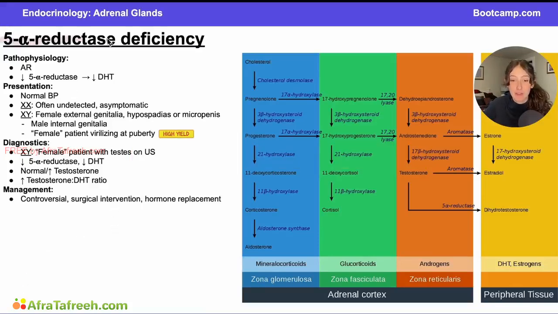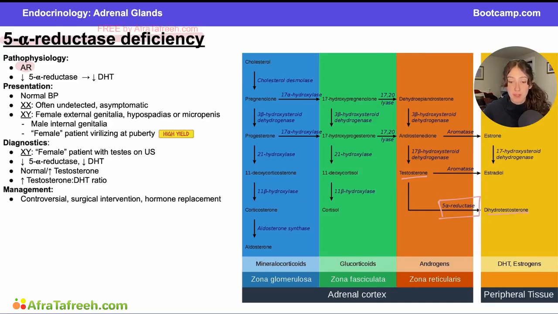In this section, we'll be covering 5 alpha reductase deficiency. 5 alpha reductase deficiency is autosomal recessive, and if you remember back to our pathway, 5 alpha reductase is an enzyme that works right over here to convert testosterone into dihydrotestosterone, DHT being that more potent form of testosterone that is responsible for a lot of the external virilization of external male genitalia.